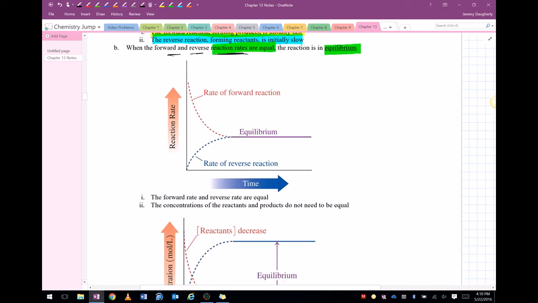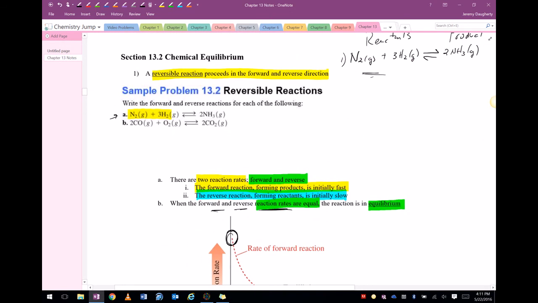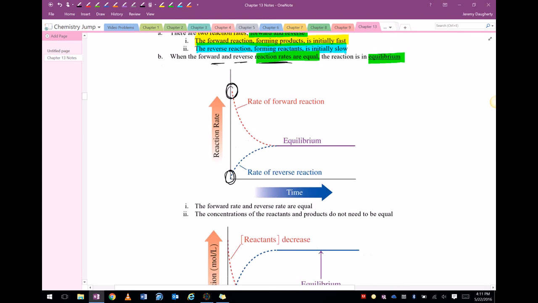So here's a graph showing you reaction rate, and we can see the forward reaction rate starts out pretty fast. The reverse reaction rate starts out at 0. The reason why it starts out at 0 is because we have no product at first, so we have no ammonia at first. We form some ammonia, and then the rate speeds up, and at a certain point the forward and the reverse rate are equal to each other.